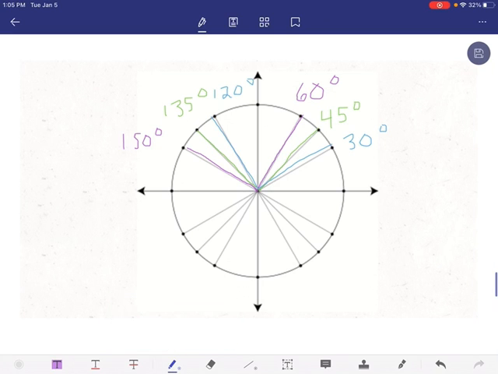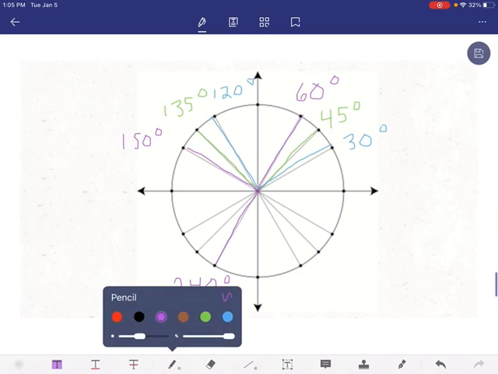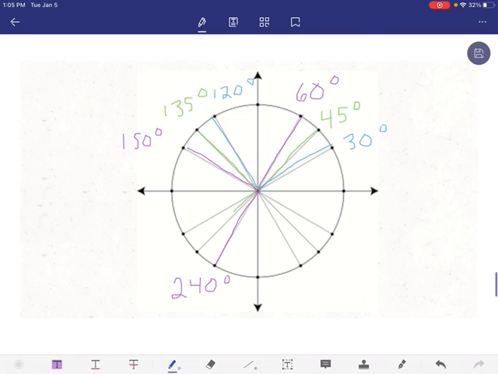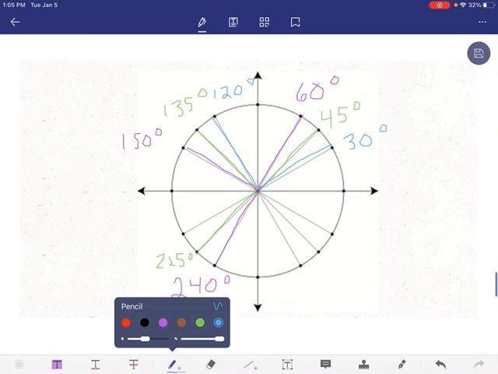Also, hopefully we notice that if we create the line straight across from 60, we know that a straight line creates a 180-degree angle. So to find the angle that's created here, we could take 60, add 180, and we're going to get 240 degrees. Likewise, we can do the same thing with 45 by adding 180, and we're going to get 225 degrees. And then we want to take 30 and add 180, and we're going to get 210.